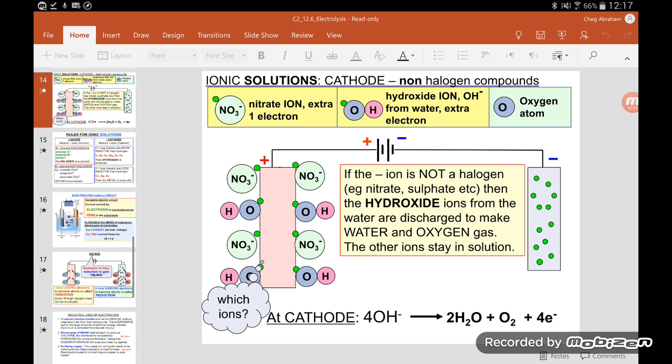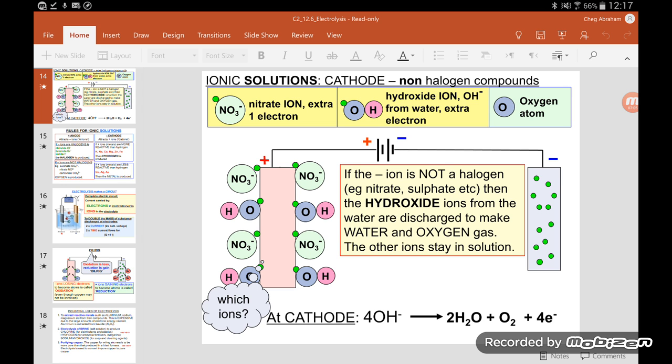Okay, so in the electrolysis of a molten ionic compound, there are just 2 ions, which makes it easy. If it's in solution, we need to bring in the rules. Negative electrode, the least reactive. Positive electrode is the group 7, or if there's no group 7, oxygen.